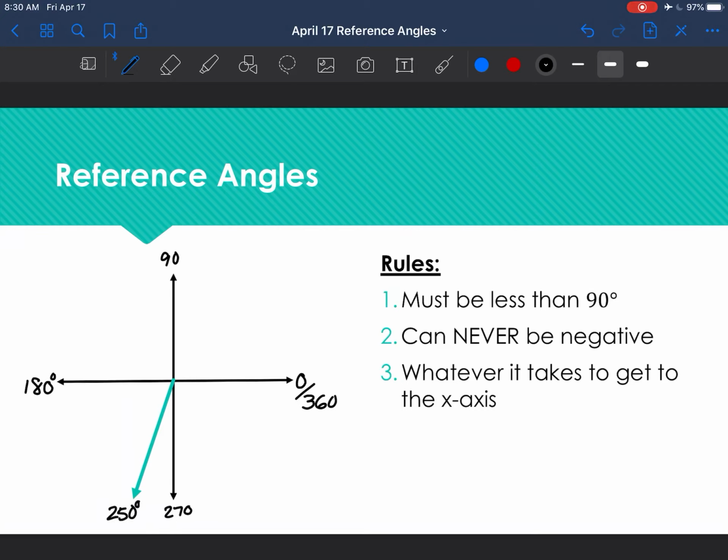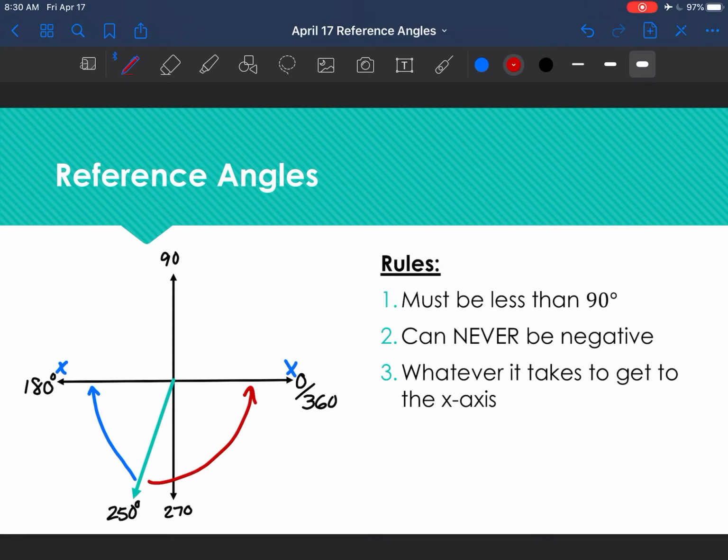All right, so here's how you find what's called the reference angle. The reference angle is whatever it takes to get to the x-axis. Here's the x-axis, but it also spans all the way across, right? So to get to the x-axis, I could go one of two ways. I could either go backwards in this direction to get back to the x-axis, or I could go in the other direction and that would also take me to the x-axis. But only one of these is what's called the reference angle.